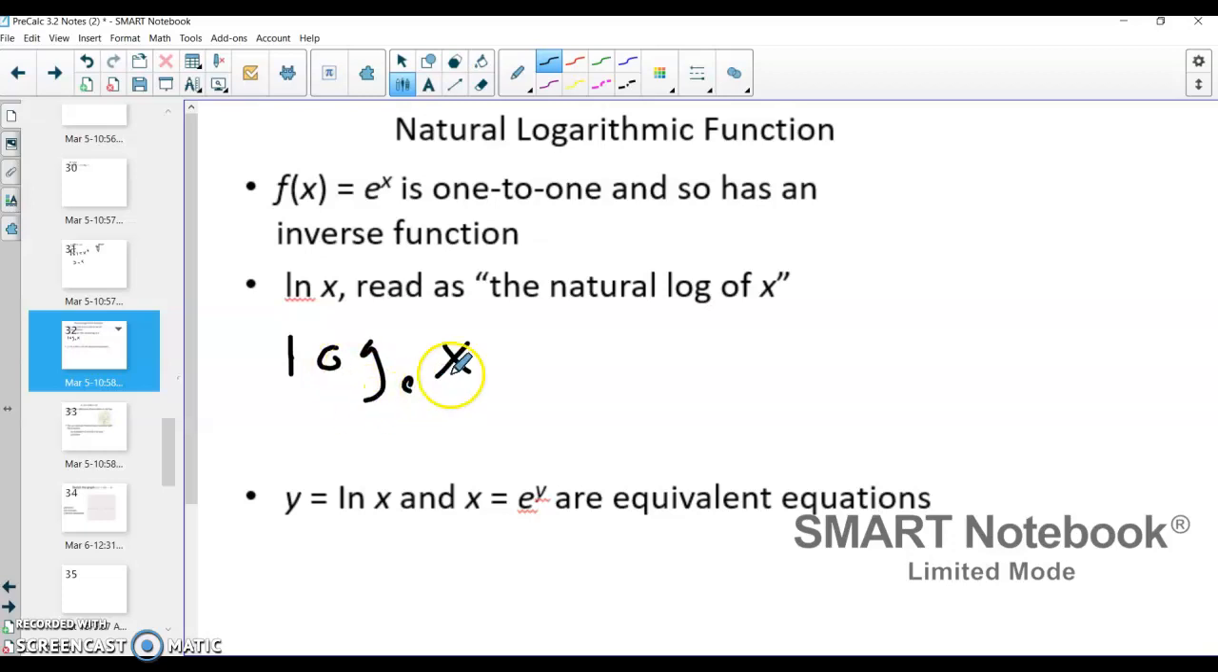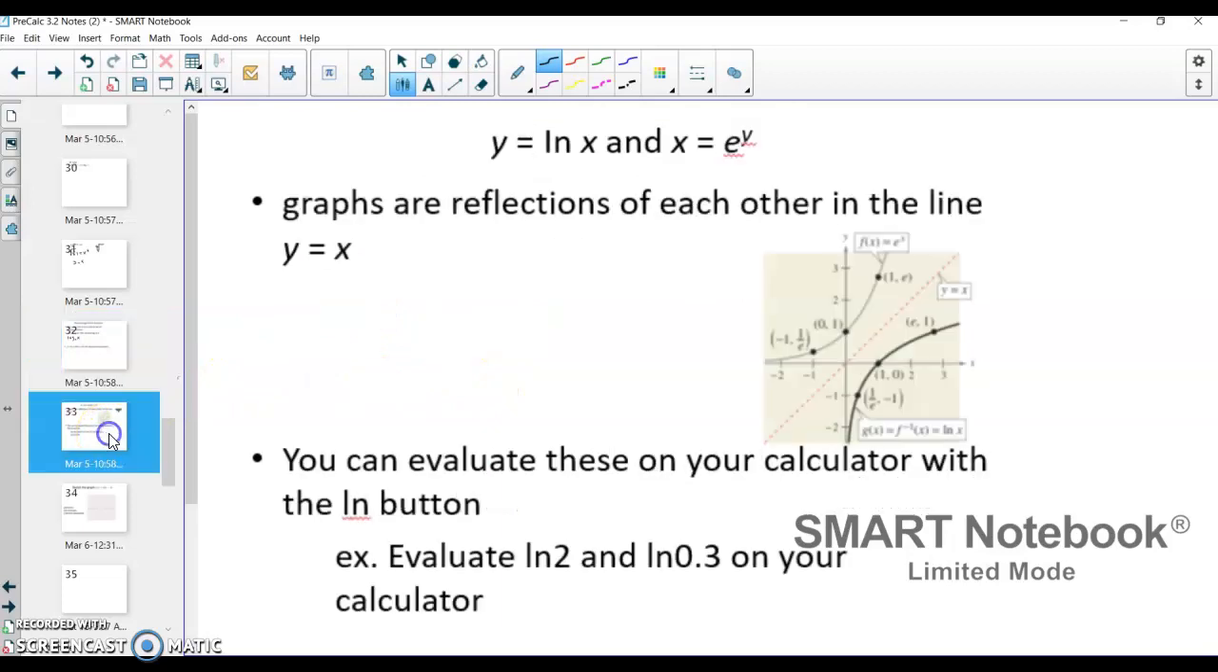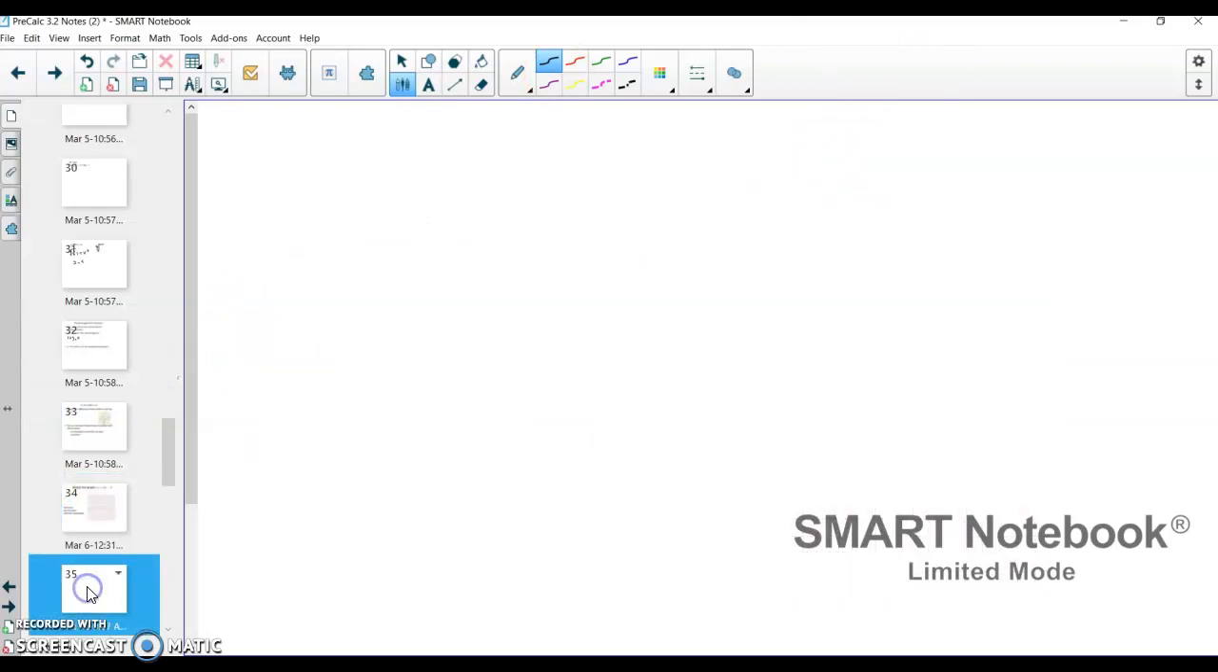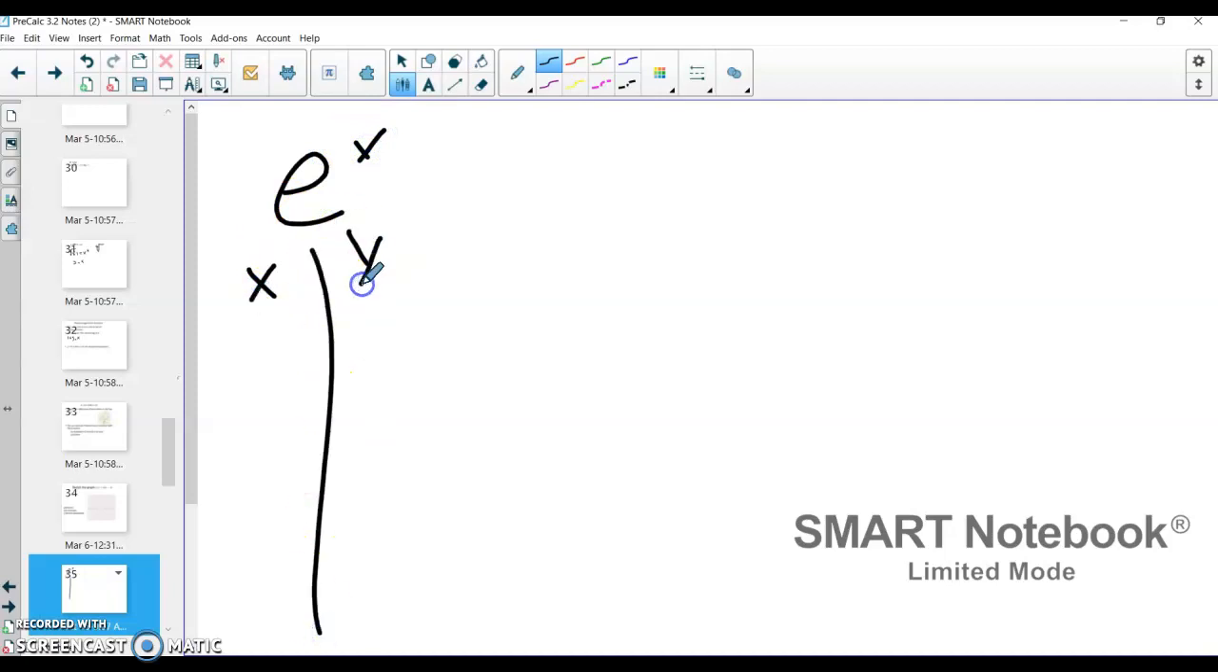Sorry. Log base e of x is the same thing as ln of x, and we do pretty much a very similar thing with it. Looking at one, we have this, and we'll do e to the x. We'll do the xy table for that one first. And so -2, -1, 0, 1, and 2.